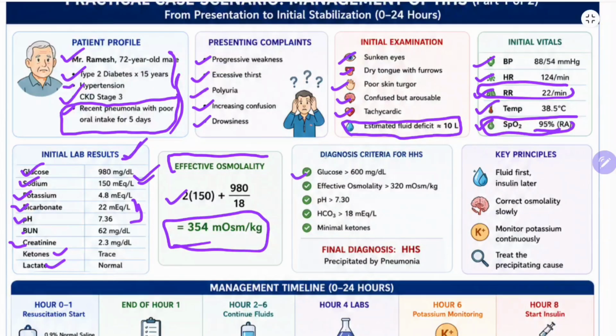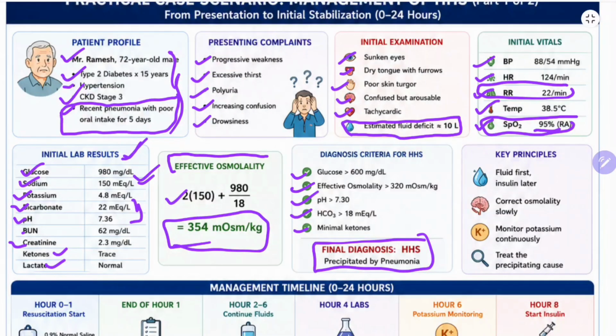Diagnostic criteria is fulfilled. Glucose is more than 600. Effective osmolality is more than 320. pH is more than 7.3. Bicarbonate is more than 18 equivalents, and there is minimal ketones. Final diagnosis HHS, which is precipitated by pneumonia. Because of pneumonia, the patient has not taken oral intake.